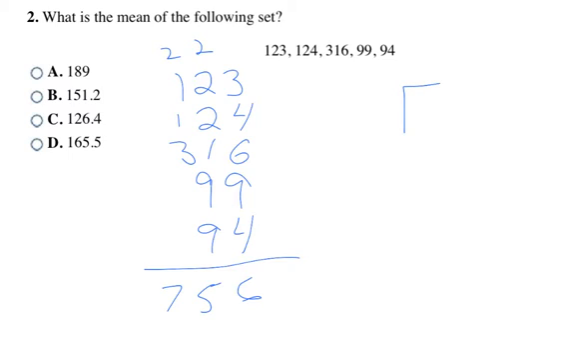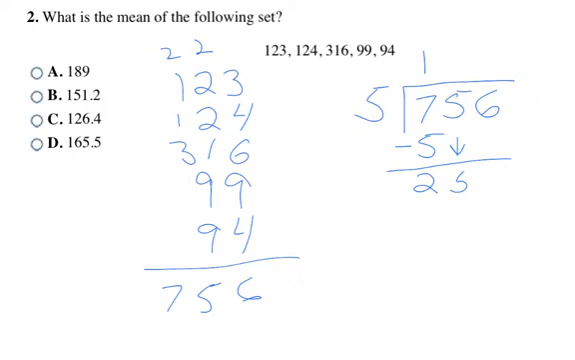Now I have to take 756 and divide it by the number of numbers. This problem has 1, 2, 3, 4, 5 numbers in this set, so I'm going to divide this by 5. So 5 goes into 7 once. 1 times 5 is 5. I subtract, and the difference is 2. Bring down the 5. 5 goes into 25 5 times. 5 times 5 is 25. I subtract those, and I'm left with 0, and I still have this 6 to bring down, so I bring down the 6. 5 goes into 6 one time. 1 times 5 is 5.